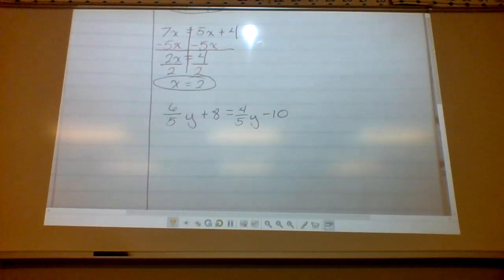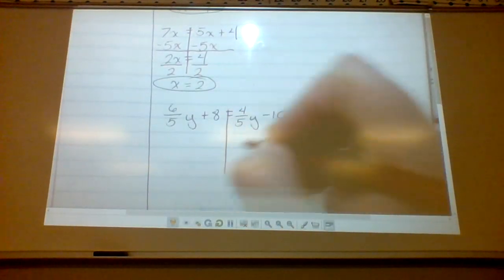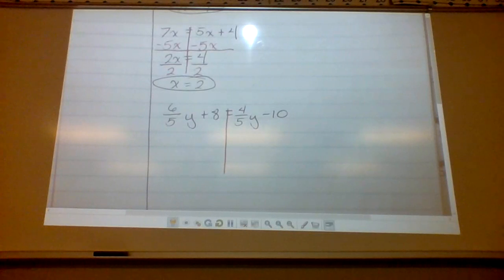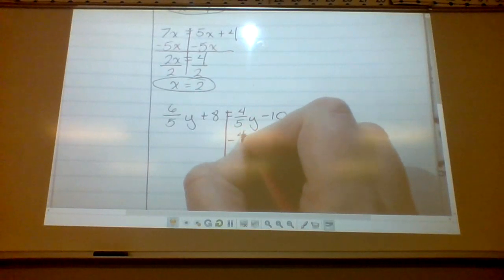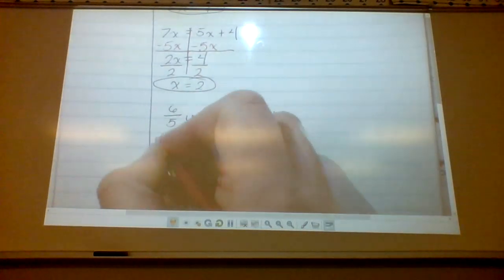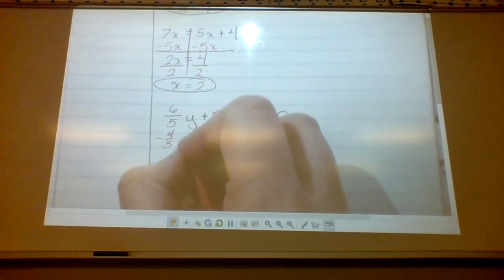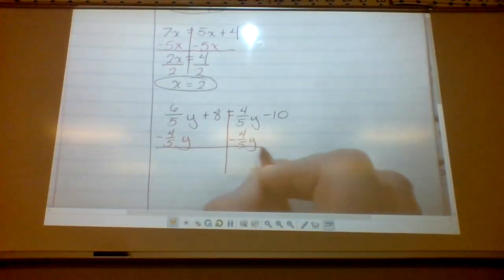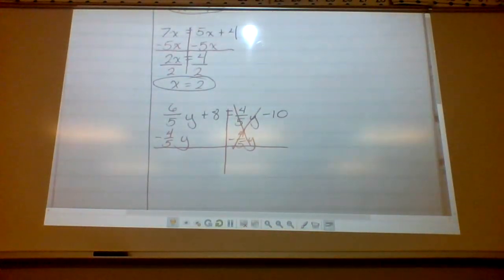So what's the first thing I ask you guys to do? Draw your river. What side is your variable on? So what side do you want it on? Left, on the left. So should we take away 6/5 y or 4/5 y? 4/5 y. Subtract 4/5 y from both sides. Now you guys got lucky on this one. Do they have a common denominator? Yeah. So what's 6 minus 4?